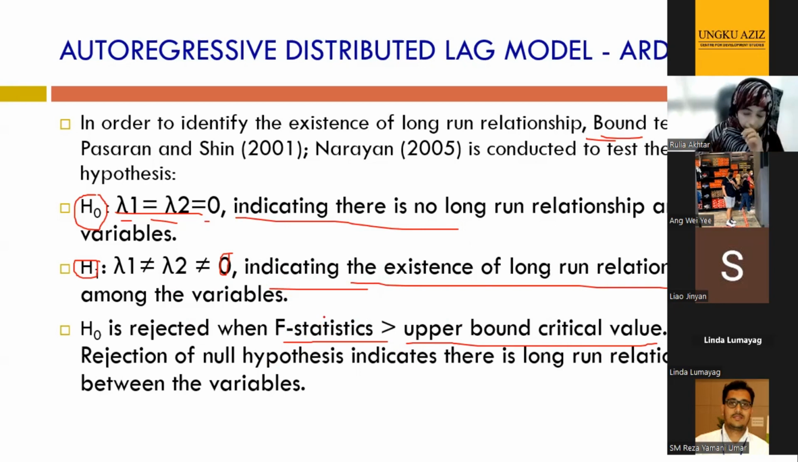So here, three things you must remember. If the F statistics is lower than the lower critical value, there is no long run relationship. If there is no long run relationship, we cannot use the ARDL model, so we can use another model. And if the F statistics value is in between, not lower than the lower bound and not higher than the upper bound, the result is inconclusive. We cannot conclude anything.